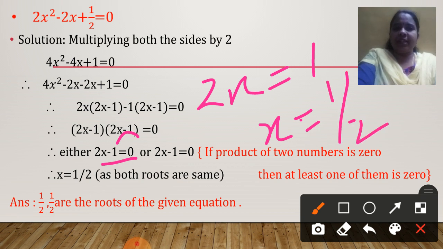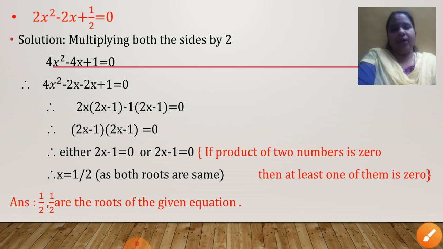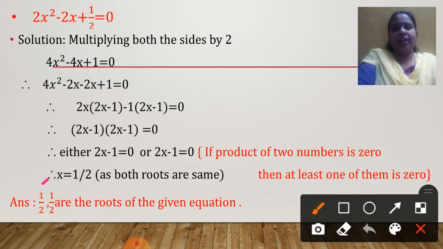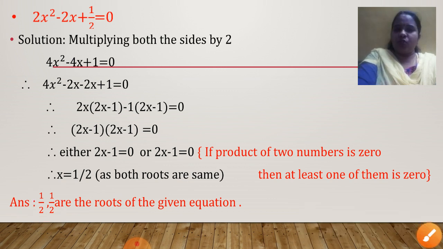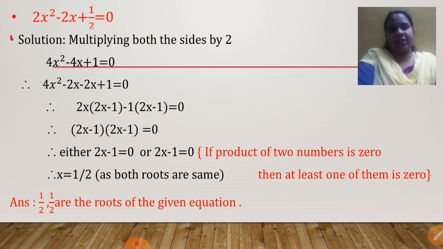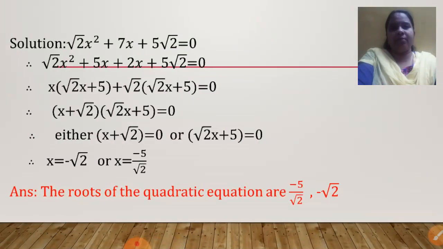Since both the brackets are same, 1 upon 2 are the roots of the given equation. You need to write the final answer even though they are equal roots or same roots. You need to write this 2 as a final answer. Okay. So 1 upon 2 are the roots of the given equation. I hope you have understood this. It was not different. It was only that the question was having a fraction. First additional step was to get rid of that fraction and then it was similar.